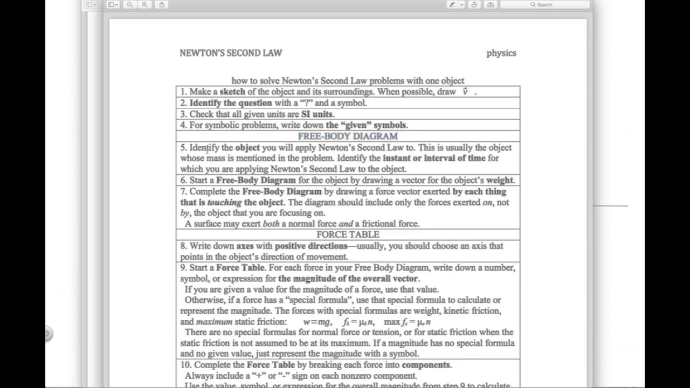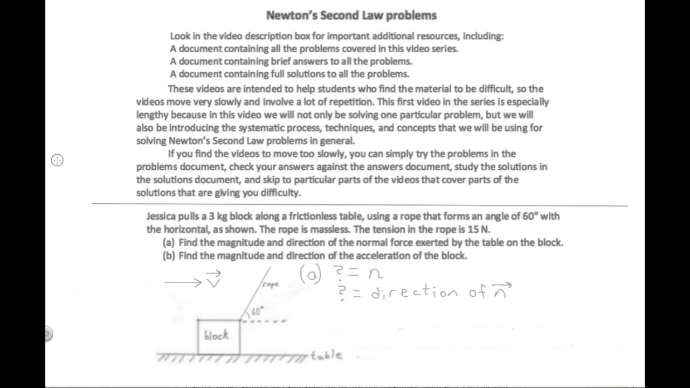We want to identify the object that we're going to apply Newton's second law to, and that's going to be the object whose mass is mentioned in the problem. Well, the problem mentioned the mass of the block. So we're going to apply Newton's second law to the block, and that means that our free body diagram is going to focus on the block.